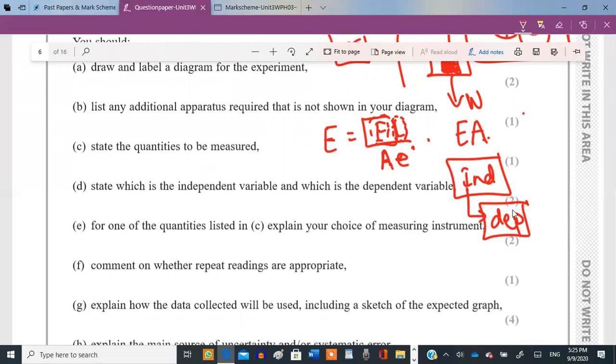A variable whose value will change if you change the value of F. So the extension, according to Hooke's law, will change if the force is changed, right? Because they are actually proportional.